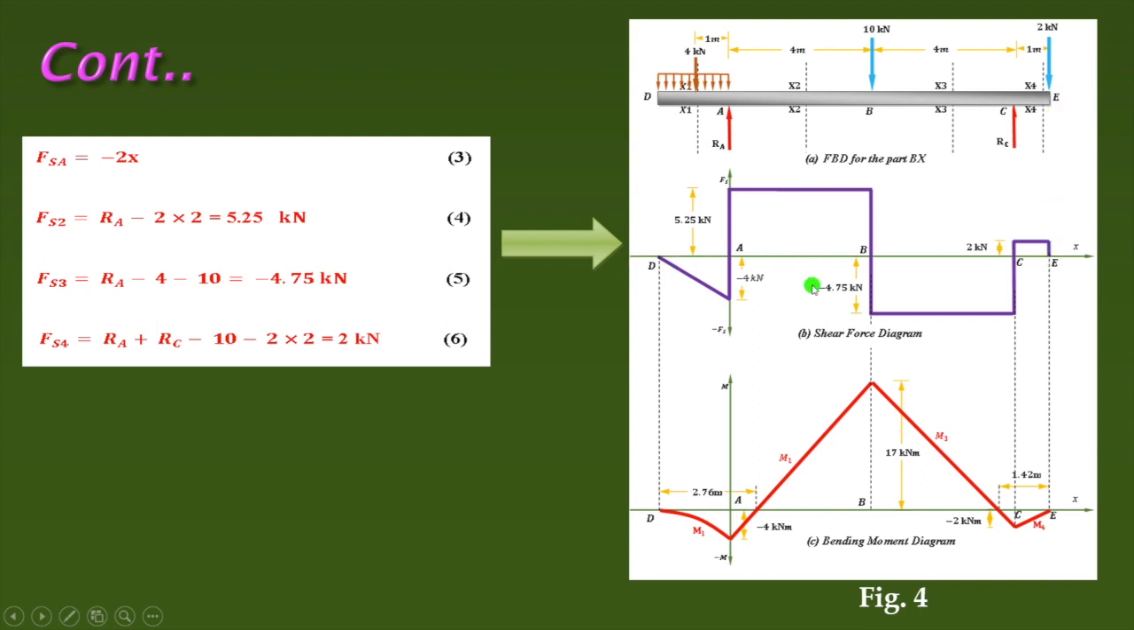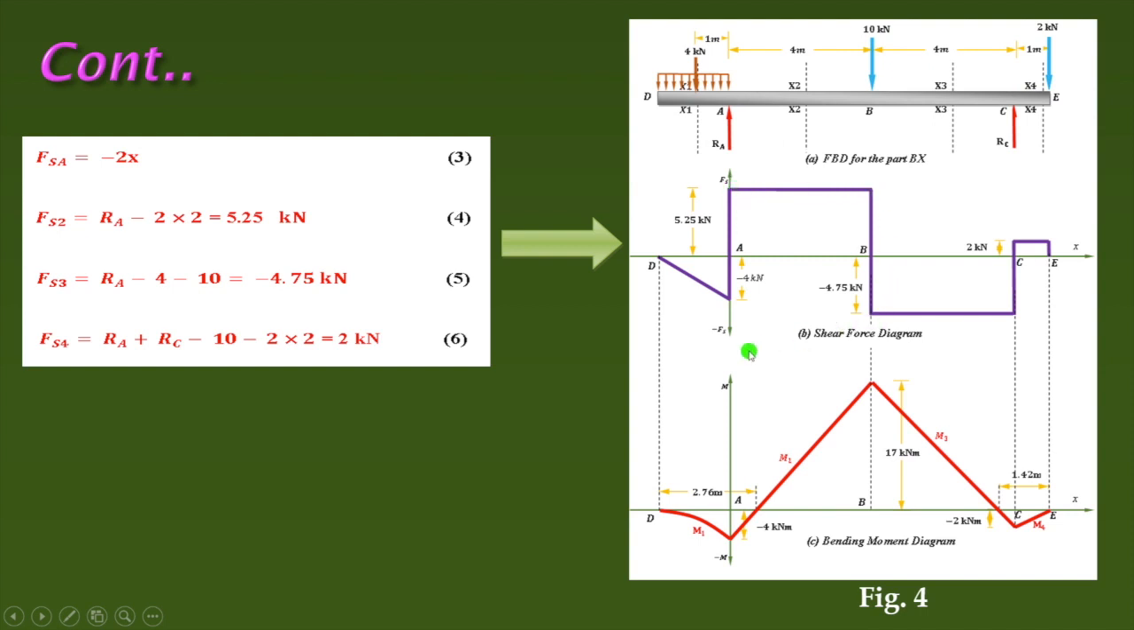So starting from 0 and ending at 0 again. And just before this point, it was 2 kilonewton, and after applying this 2 kilonewton, it is 0. So this is the change. The reason for this change is this concentrated load. So wherever a concentrated load is there, there is a sudden change of shear force.